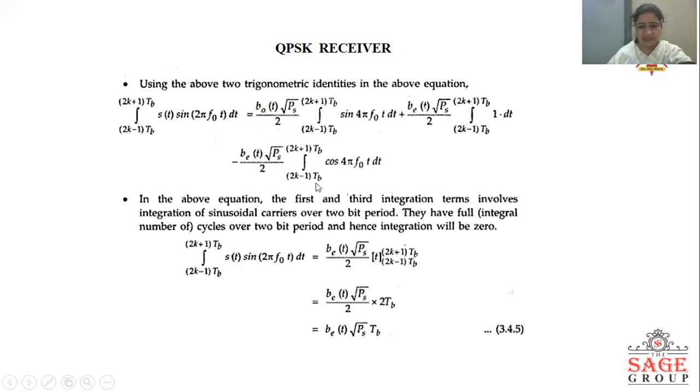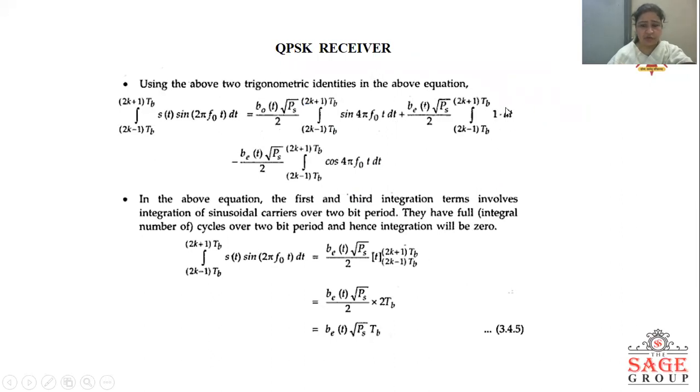Now, the first and the third integration terms involve integration of the sinusoidal carriers over 2-bit periods. And we have an integer number of cycles of the carrier signal for a 1-bit period, so there will be an integer number of cycles for 2-bit periods also. So whatever positive values there are will cancel with the negative values of the carrier signal. Hence the integration will be 0. So the first and third integrations will be 0 and we will evaluate only the second integration.